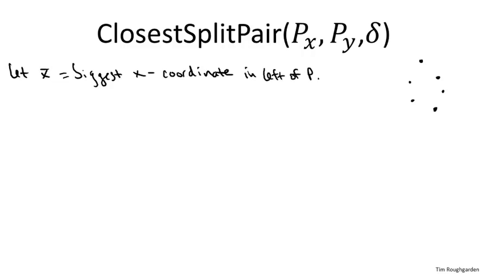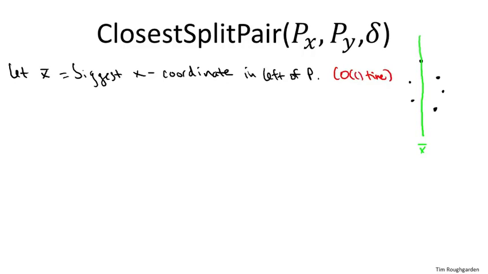So that's going to be x bar, the x-coordinate of the third point from the left. Now, since we're passed as input a copy of the points sorted by x-coordinate, we can figure out what x bar is in constant time, just by accessing the relevant entry of the array px.